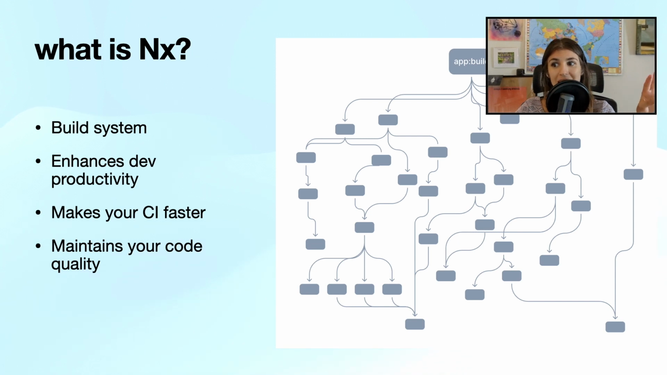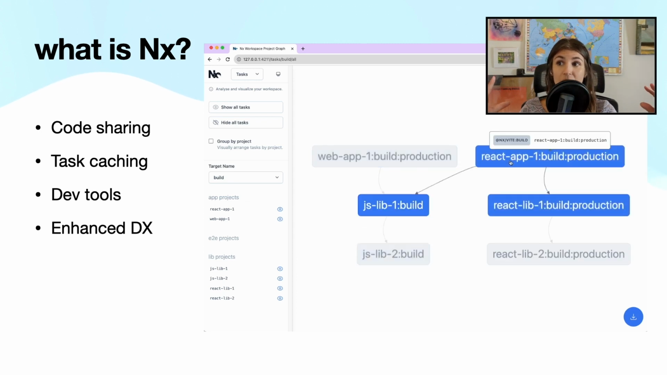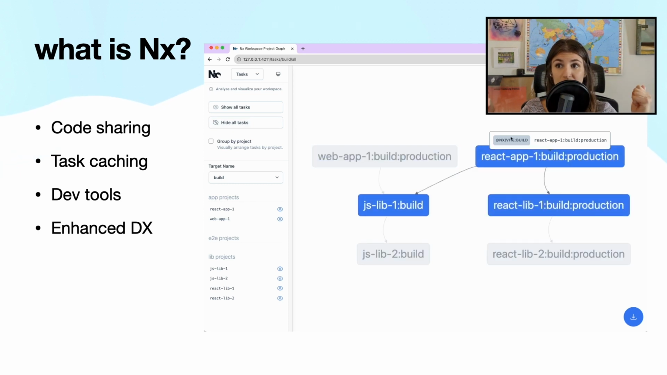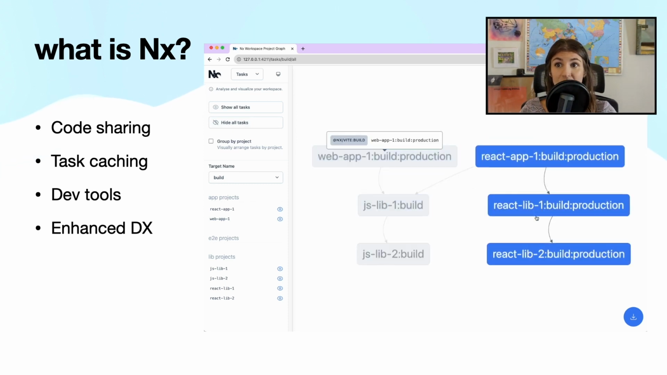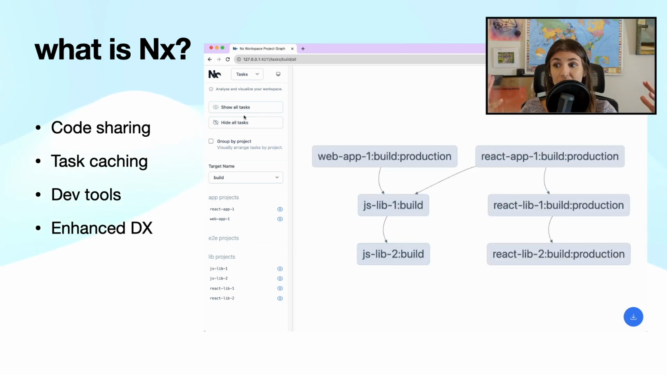So what is Nx? Nx is not just another build tool. This is a visualization of a monorepo, but Nx is not just that. It's a comprehensive framework that integrates your tools and helps teams build better together. Its key benefits are that it enhances productivity, it makes your CI faster, and maintains your code quality. It revolves around code sharing and collaboration. You can see here the Nx graph that shows how the projects are linked together, task caching, enhanced developer tools, and of course, enhanced developer experience.